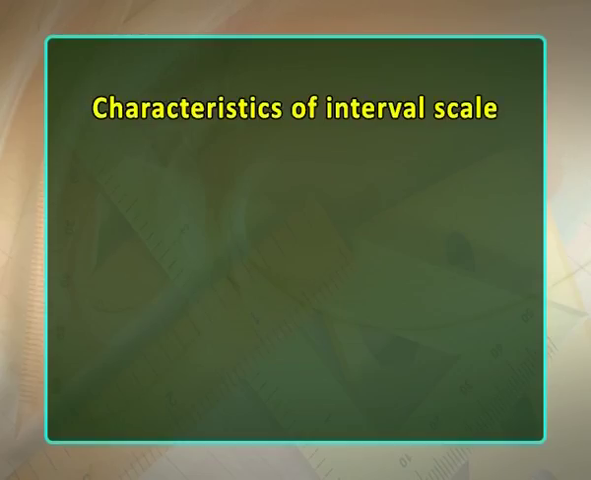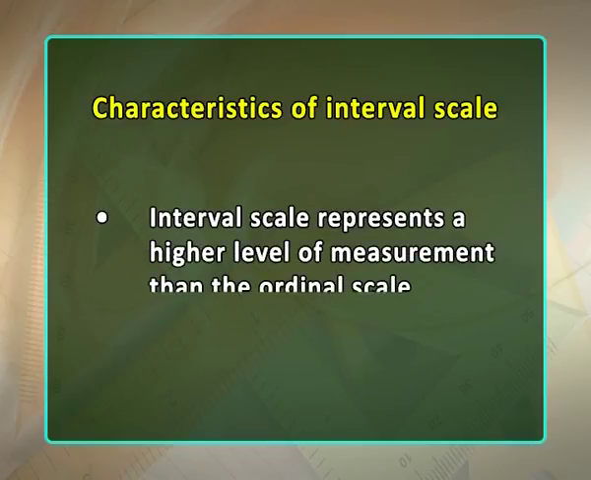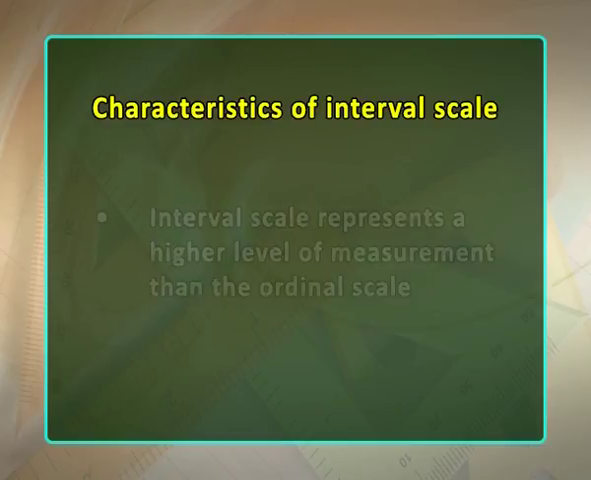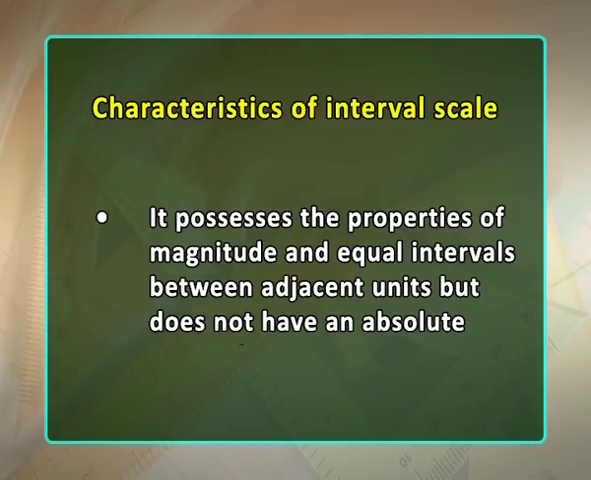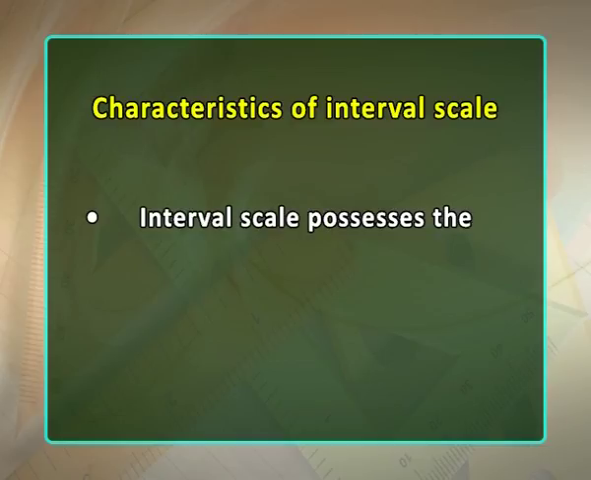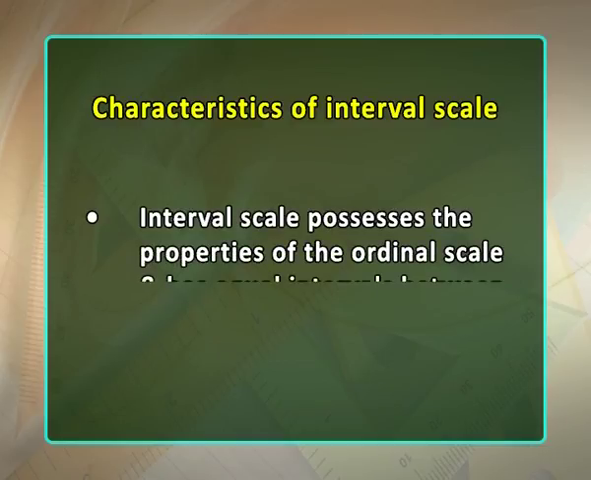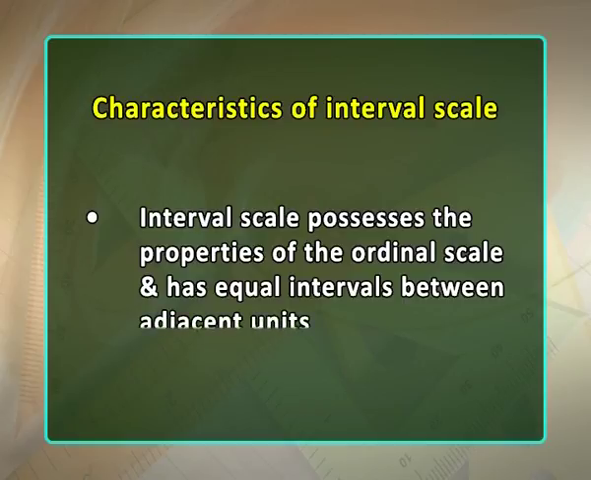This type of scale often has an arbitrary 0 point, that is, 0 does not indicate the absence of the variable being measured. Now, let us discuss various characteristics of interval scale. The interval scale represents a higher level of measurement than the ordinal scale. Second, it possesses the properties of magnitude and equal intervals between adjacent units but does not have an absolute 0 point. Third, the interval scale possesses the properties of the ordinal scale and has equal intervals between adjacent units.